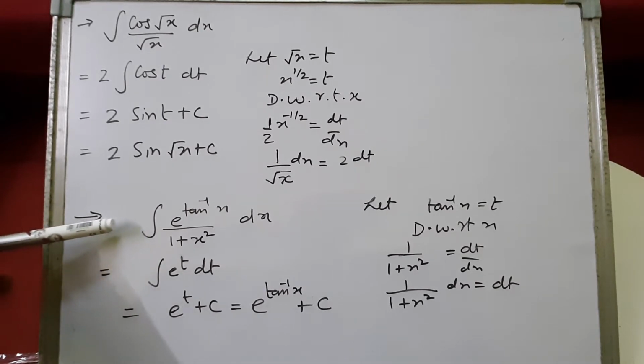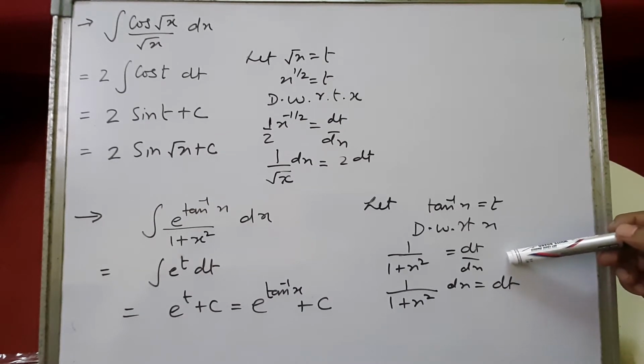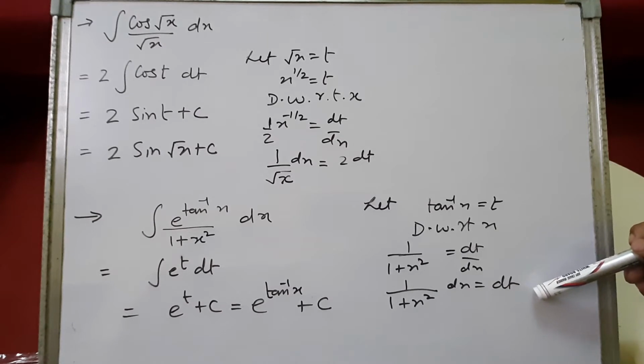Here we have to integrate e to the power tan inverse x upon 1 plus x square dx. Now what we are going to assume here is tan inverse x as t, because the derivative of tan inverse x is 1 upon 1 plus x square. So when we differentiate, we'll get 1 upon 1 plus x square equals dt upon dx. So 1 upon 1 plus x square dx equals dt.